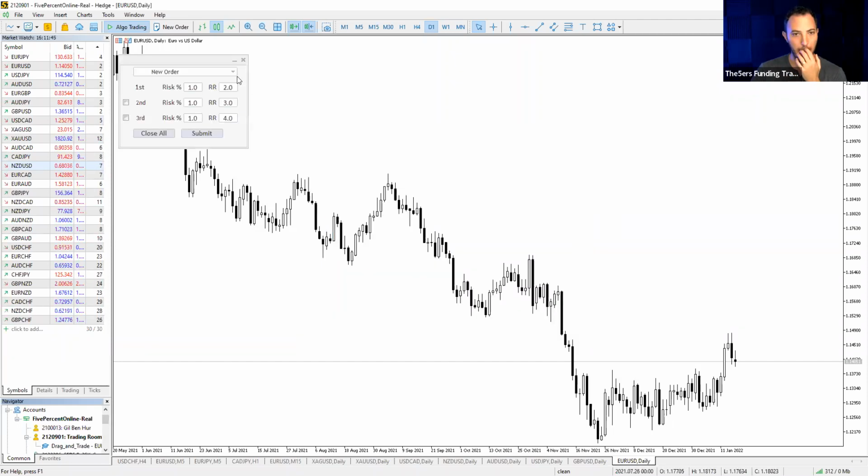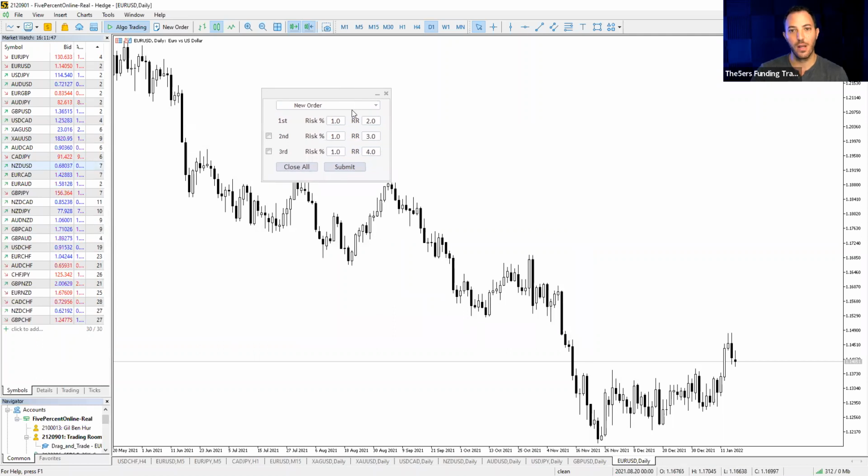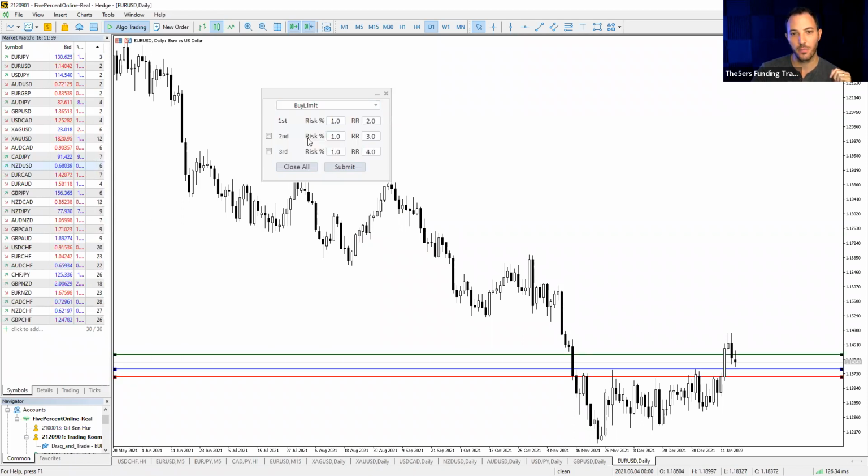Now, let's see how this works. You have different trades you can place. So you can place market orders, limit orders, or stop orders. So let's say you want to do a buy limit. Once you click on buy limit, the blue line will be your entry line, the red one will be your stop loss line, and the green one will be your take profit. So the take profit is not as important right now. We want to measure our risk based on the stop loss.